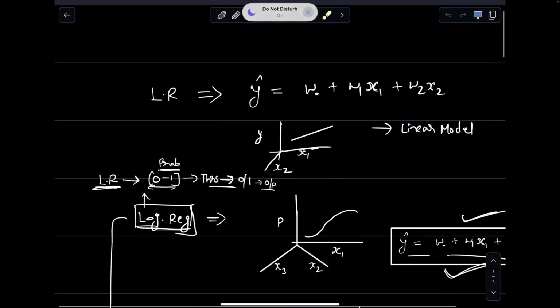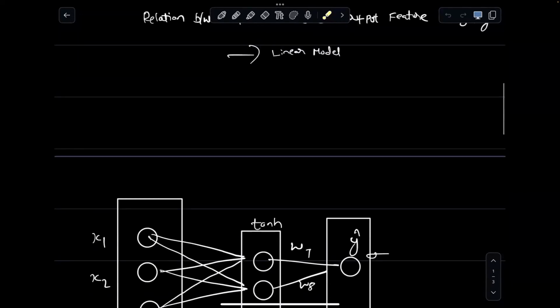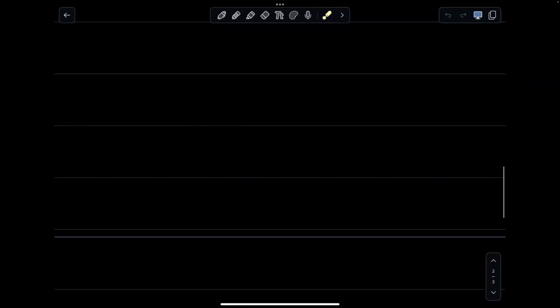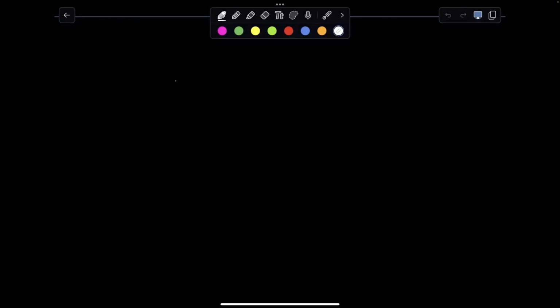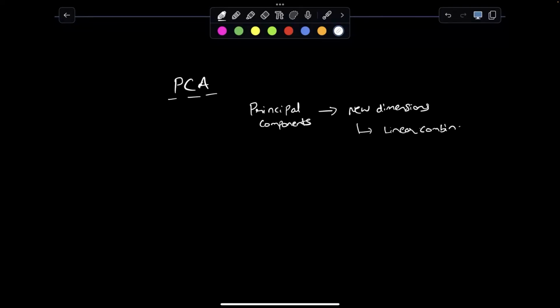So in the last class, we discussed PCA. We understood a few important points about PCA. Let me quickly recap that for everyone. PCA stands for Principal Component Analysis, and all these principal components are the new dimensions, which are linear combinations of the old dimensions. So this is the first point that we understood.